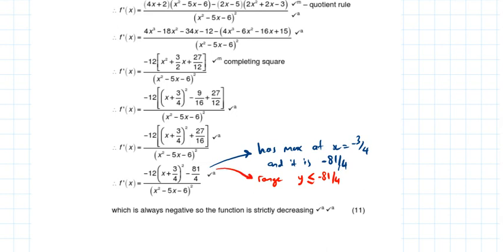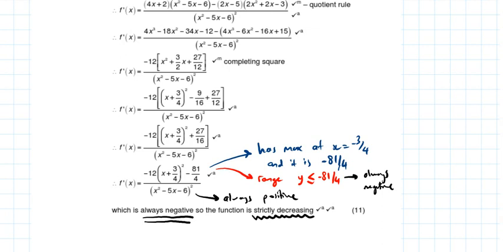Now look at the denominator. Denominator always positive. So numerator is always negative, denominator is always positive. That means this fraction is always negative. Since it is always negative, you see that's what is written. Since it is always negative, what do we say? We will say strictly decreasing. So that was the aim.